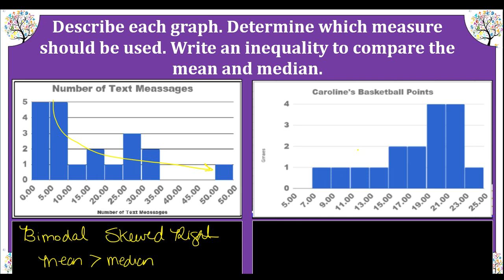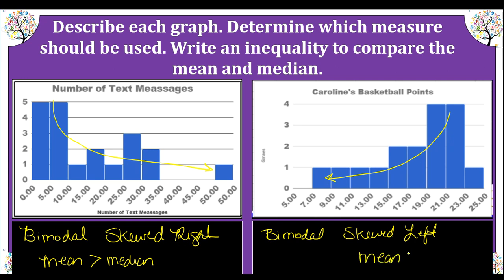On our second example, we see most of the data is on the right side, but we do have some data that's pulling it down toward the left. So first of all, we have bimodal, two modes, and our tail is going to the left. And so we say this is skewed left. It's pulling the average down. So the average or the mean is going to be less than the median.